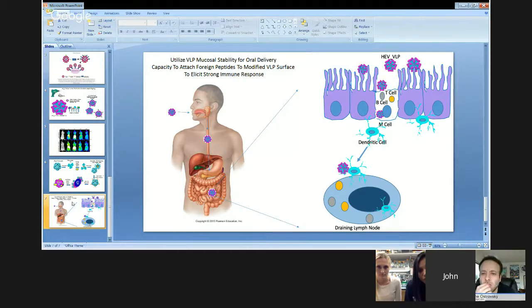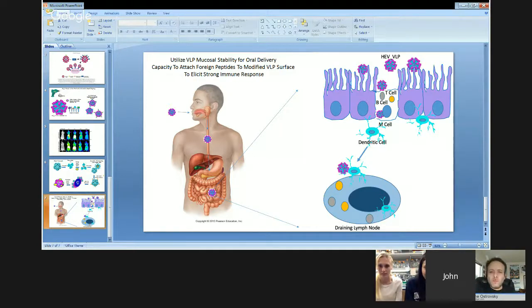The tissue of the intestine has specialized cells that are designed to take up antigens from the lumen of the gut, and one of the things that we want to do is to modify the surface of the VLP to try and target these gut immune cells specifically, which are then going to get picked up by the systemic immune system and be able to target cancer cells in a more specific way. So essentially training your immune system to fight the cancer.